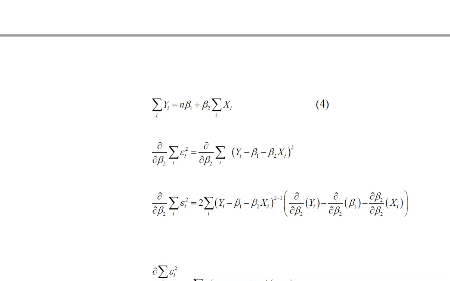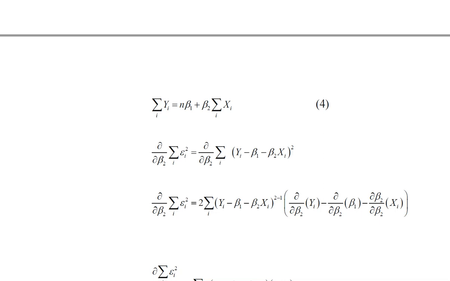And now we take the partial derivative of equation number 3 again, this time with respect to the slope. So partial over partial beta 2 of the sum of ei squared is equal to partial over partial beta 2 of the sum of yi minus beta 1 minus beta 2 xi, squared. So again we use the power formula. We write 2 times the sum of yi minus beta 1 minus beta 2 xi, to the power 2 minus 1, and take the derivative of the term inside the bracket: partial over partial beta 2 of yi, minus partial over partial beta 2 of beta 1, minus partial beta 2 over partial beta 2 of xi.